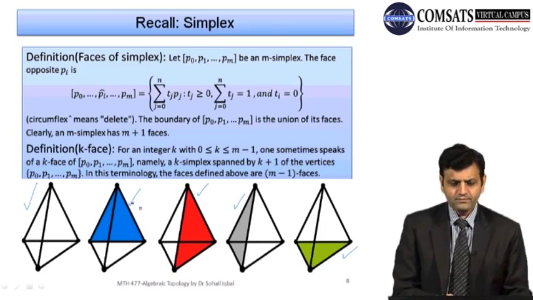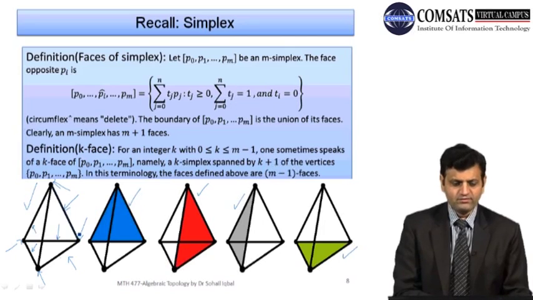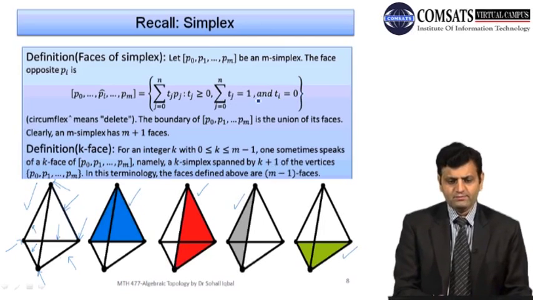Similarly, we can define what is a zero face. Zero faces are the points of this tetrahedron. So these four points are basically zero faces of this tetrahedron, and these one-dimensional simplices, these line segments, 1 2 3 4 5 6, these six lines are basically one faces of this tetrahedron. Okay, so how do we define it mathematically?